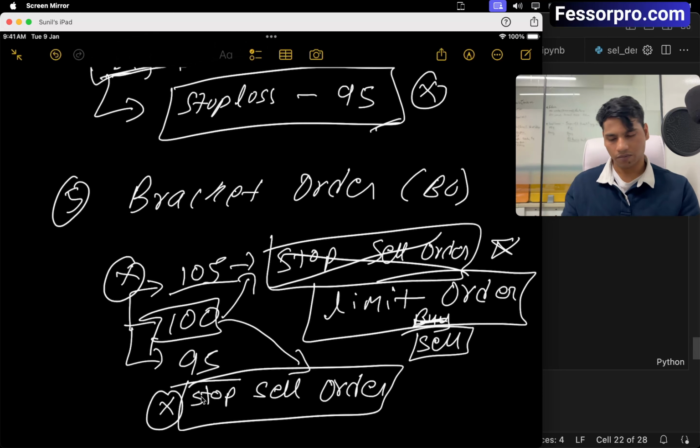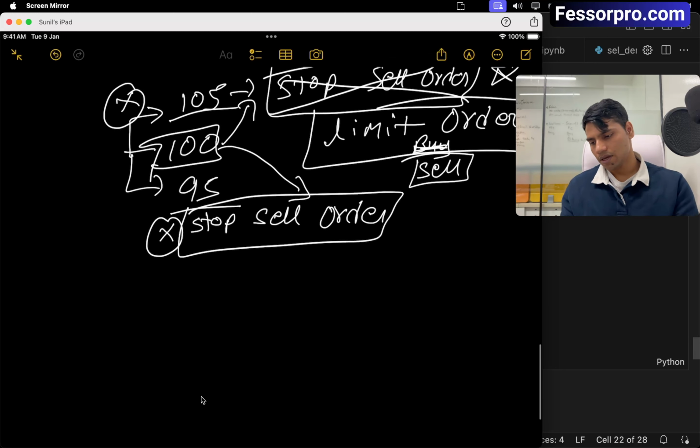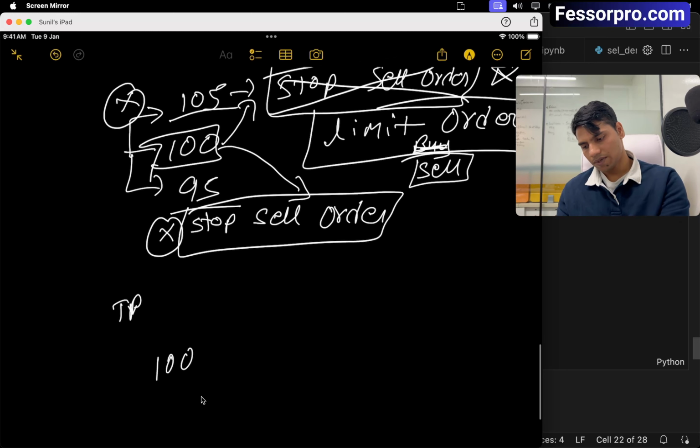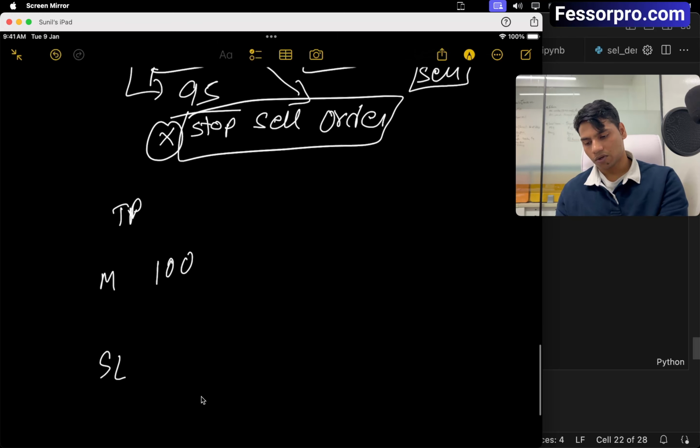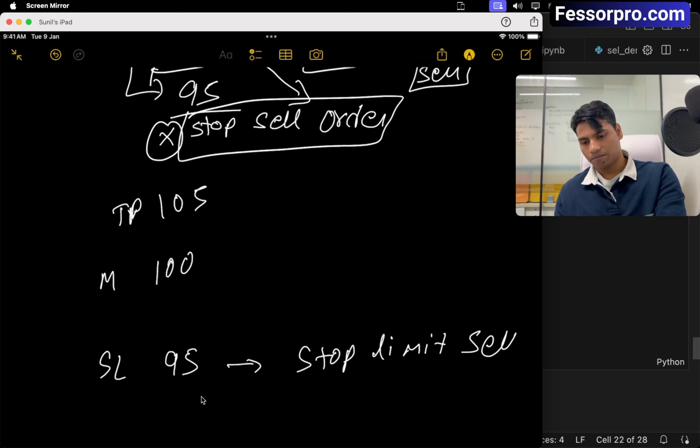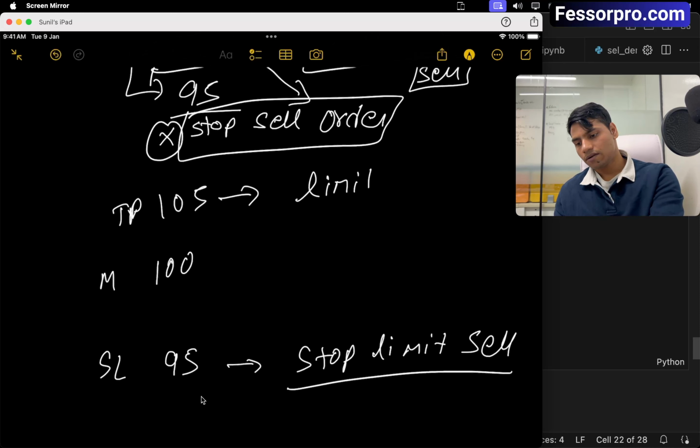Okay, I'll just repeat one more time. Let's say you have bought it at 100. This will be take profit. This will be market, and this will be stop loss. Okay, you want stop loss to be at 95. You want take profit to be 105. So this will be what? This will be a stop limit sell. This will be your stop loss, and your take profit will be a limit sell order.